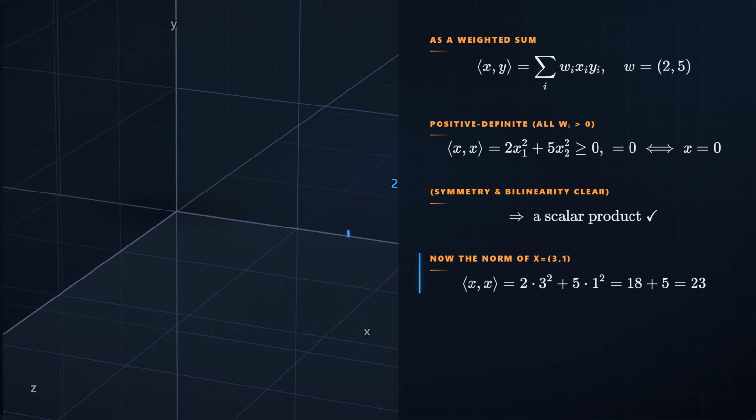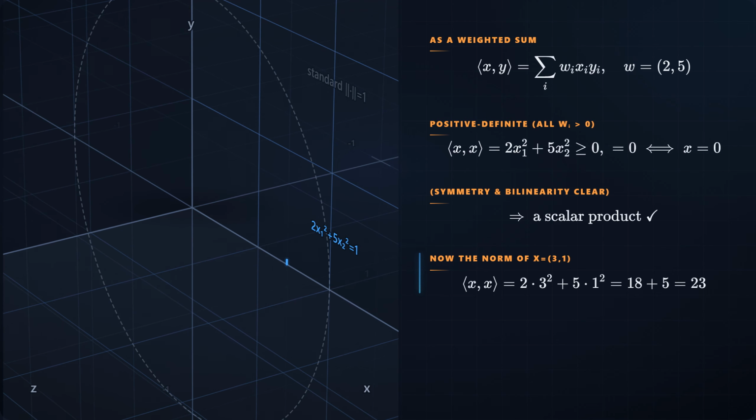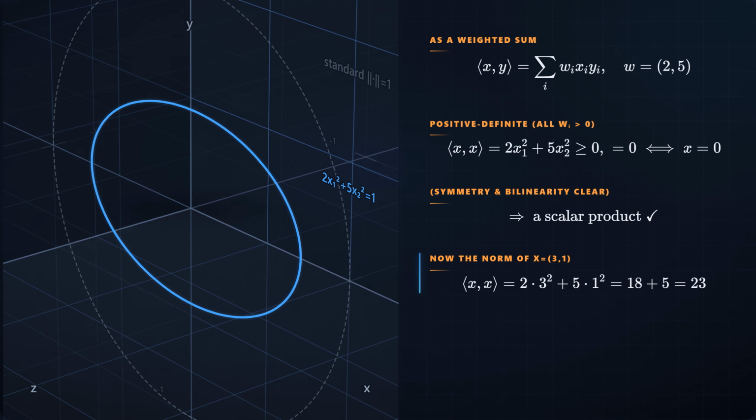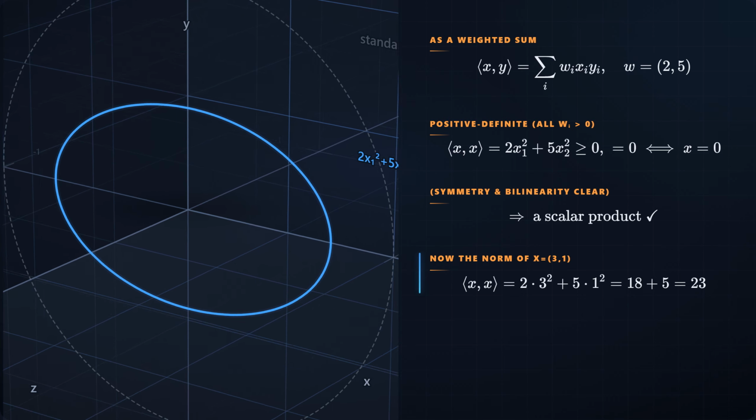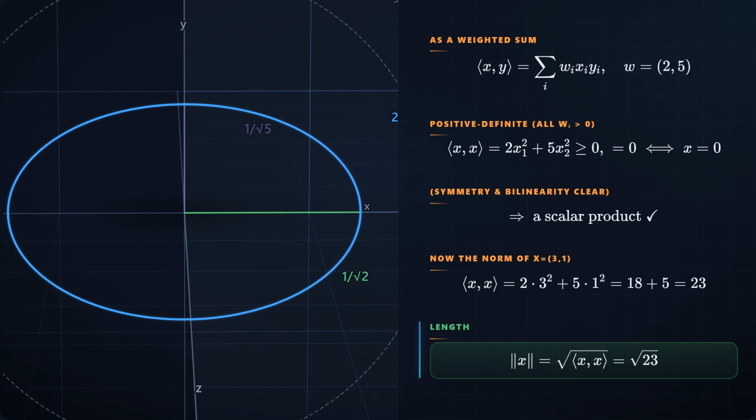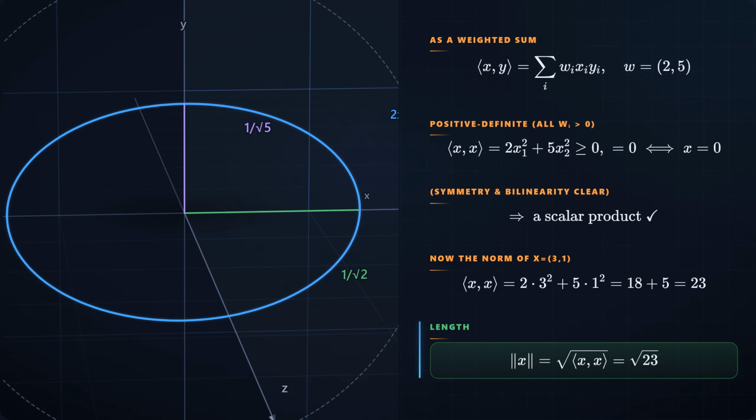Now measure. x equals (3, 1). The product with itself is 2 times 9 plus 5 times 1, 18 plus 5, 23. The norm is the square root, root 23. Not the ordinary length, the weight-reshaped distance.